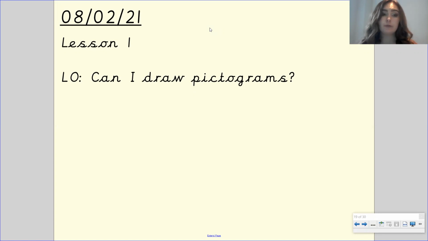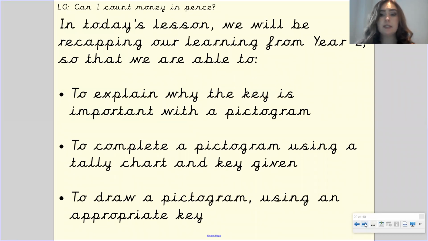So welcome to your first maths lesson of this week, and our learning objective for this lesson is can I draw pictograms? So in today's lesson we are going to be recapping our learning from year 2 so that we are able to explain why the key is important with a pictogram, to complete a pictogram using a tally chart and a key given, and to draw a pictogram using an appropriate key.